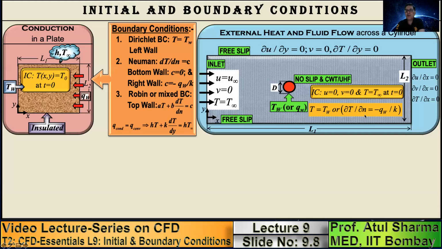Constant heat flux is a Neumann type of boundary condition where the normal gradient of temperature is equal to minus QW by K. Note that the velocity boundary condition at the inlet is a Dirichlet type of boundary condition, because the values of the flow properties are known. At the outlet, the gradient is known, so this is a Neumann type of boundary condition. On the top and bottom walls, the vertical velocity is a Dirichlet type, and the other boundary conditions are Neumann type of boundary conditions. So these are the boundary conditions.